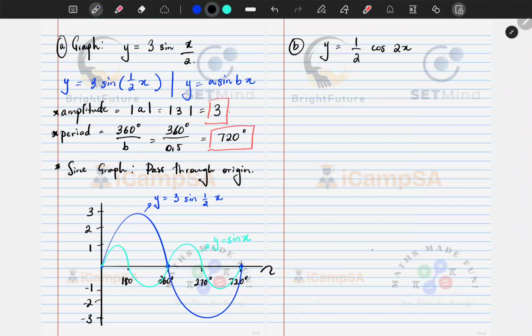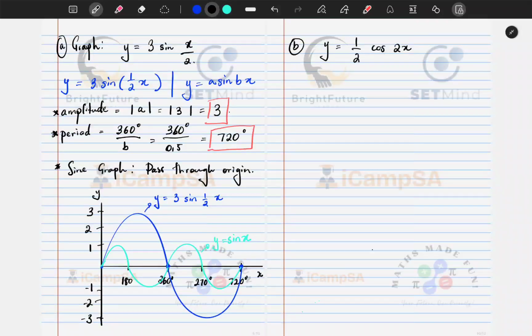You must always remember to label your axis, right? Why? So down there it's always your degrees, right? And then up there it's gonna be what? Your y-axis, right? So now let's check the cosine graph. Let's check the cosine graph, right?